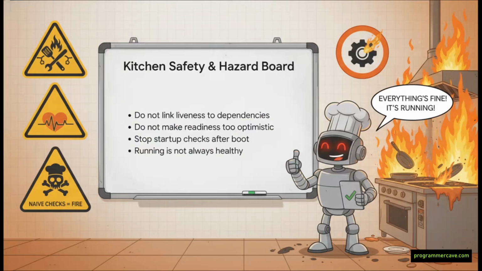So, to avoid making an outage 10 times worse, let's lay down some basic kitchen safety rules. Rule number 1, never ever link liveness to downstream dependencies. Keep it hyper-focused on minimal internal process health. Rule number 2, don't make your readiness checks overly optimistic, or you're going to send traffic right to an instance that can't actually handle the load.